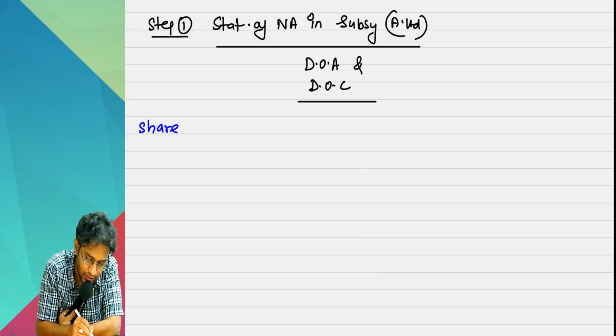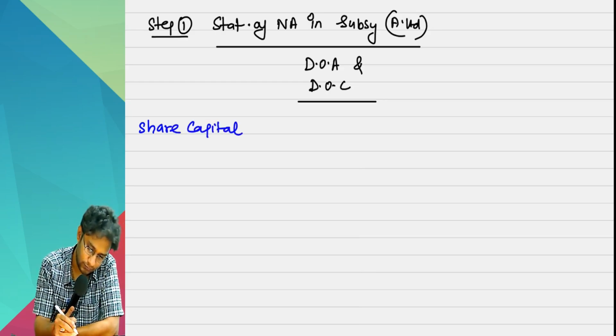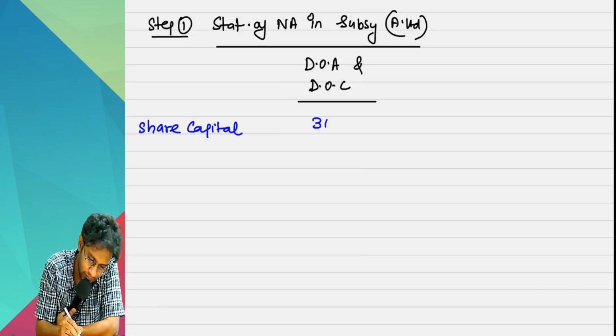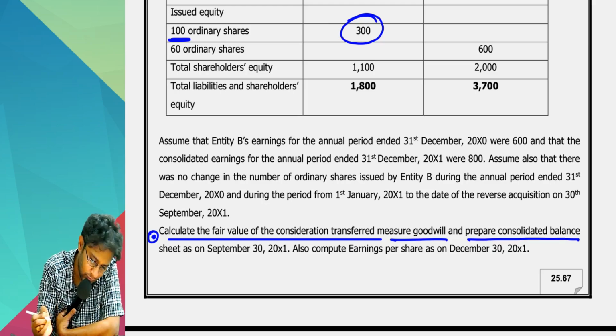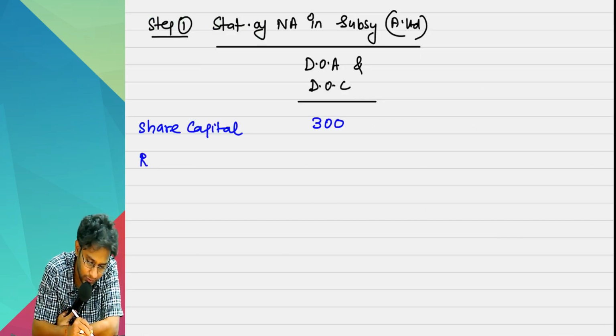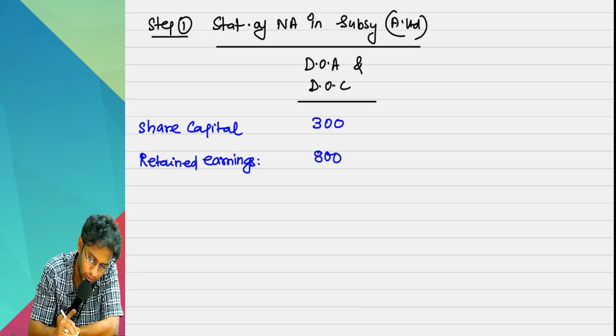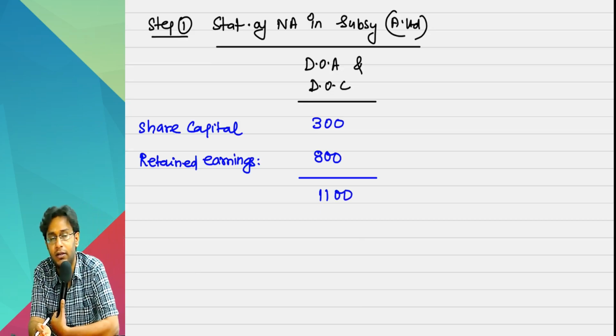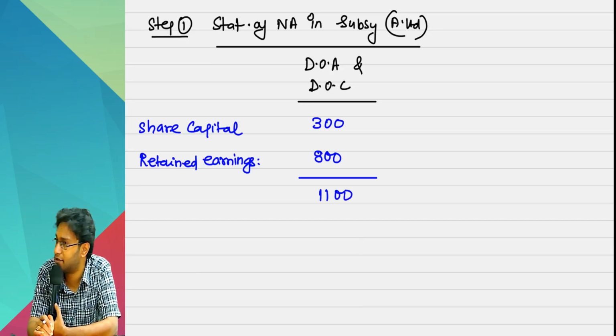Take the share capital of A Limited, please. 300. What else do they have? Other equity, retained earnings, directly given as retained earnings. $800. Share capital plus retained earnings will give us the book value of net assets.